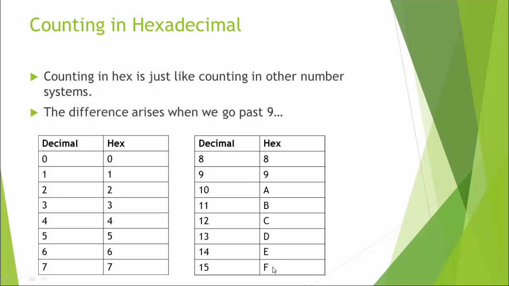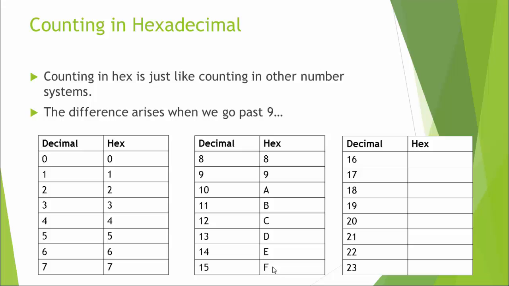And now we've used up our 16 unique characters. And the next thing we do after that point, since we've used up our 16 characters, we have to move to using 2 digits to represent our number. And maybe some of you have guessed. The next number then, decimal 16, is hex 10.